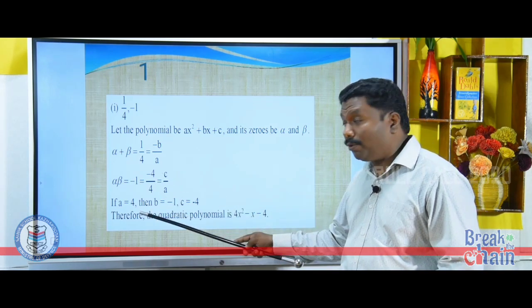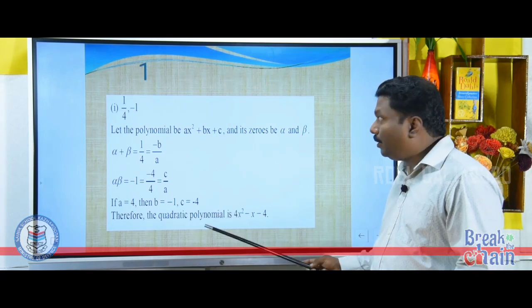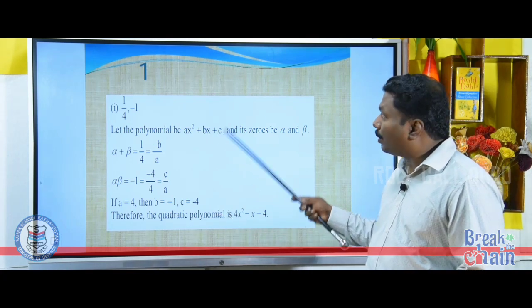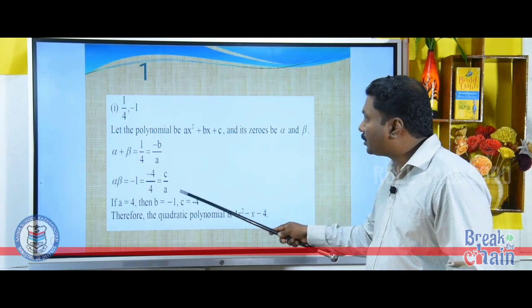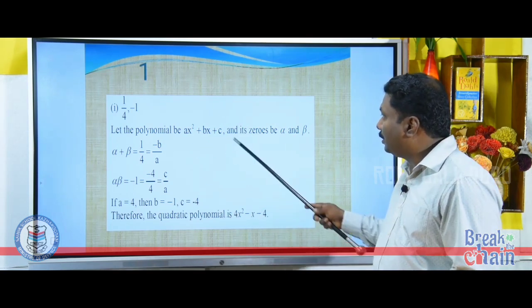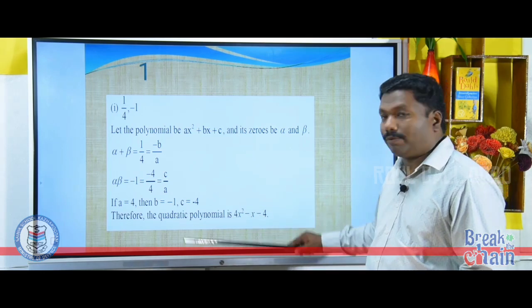So, a equal to 4, b equal to minus 1, c equal to minus 4. Therefore, these values we can substitute there. So, the quadratic polynomial is ax square, that is 4x square, plus bx, that is minus 1 into x, that is minus x, plus c, that is minus 4. That is the quadratic polynomial. This is what we have to find.